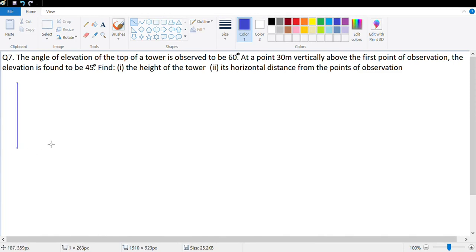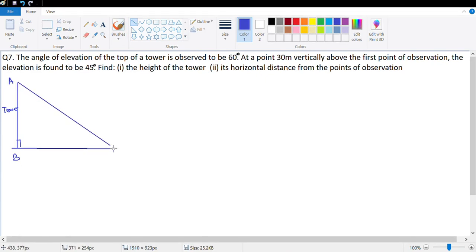The first one is on the ground, and the second one is exactly above it, 30 meters higher than that. Perfect. So this is my tower. This is the 90 degree angle. The tower, I'm naming it AB, and the angle of elevation of the top of the tower is 60 degrees.